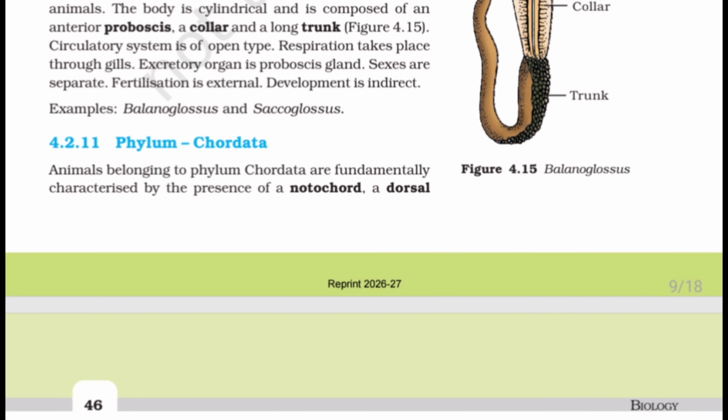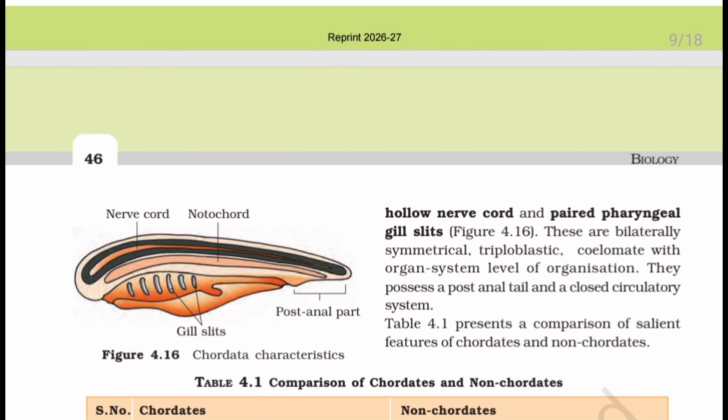Phylum Chordata. Animals belonging to phylum Chordata are fundamentally characterized by the presence of a notochord, a dorsal hollow nerve cord, and paired pharyngeal gill slits, as in the figure 4.16.